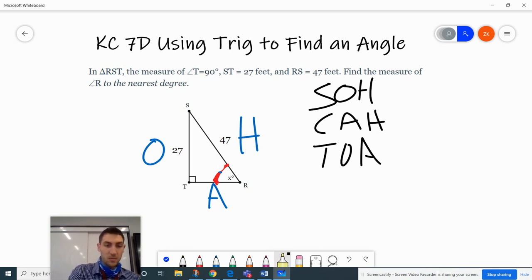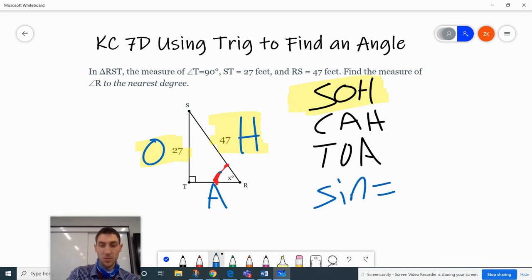Now, in this example, we're given 27, which is the opposite side, and 47, which is the hypotenuse. If we're given both of those values, opposite and the hypotenuse, that is going to be sine. Again, sine is equal to opposite over hypotenuse.